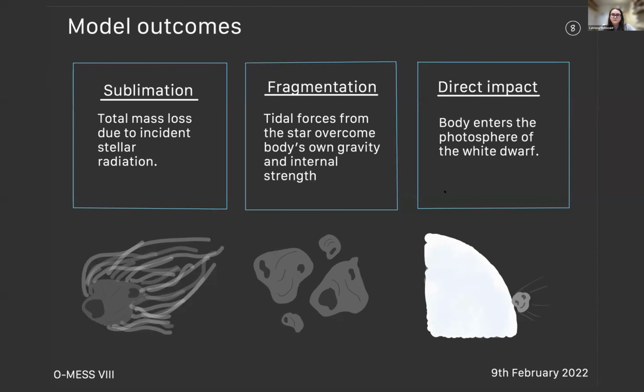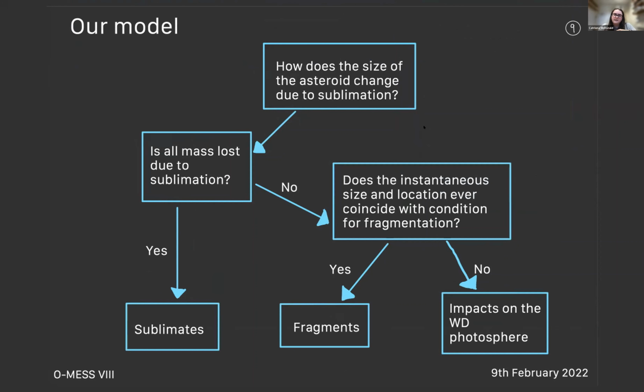So the analytical model we designed can be broken down broadly into this one flowchart here, which answers all of the questions. So how does the size of each ellipsoidal semi-axis change due to the sublimation from the star? So how does it change as mass is lost, basically?